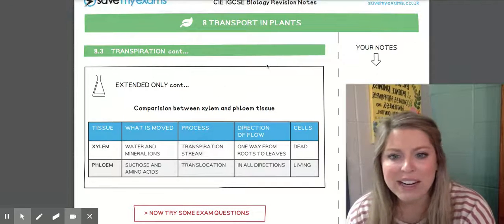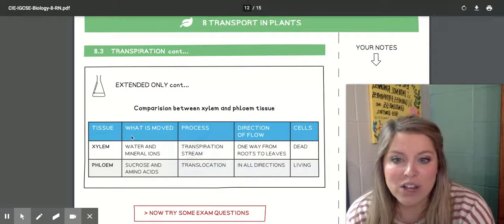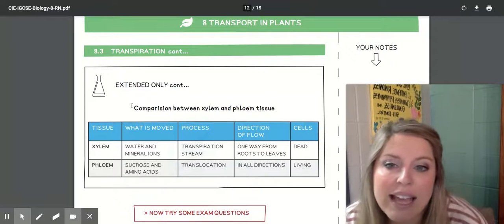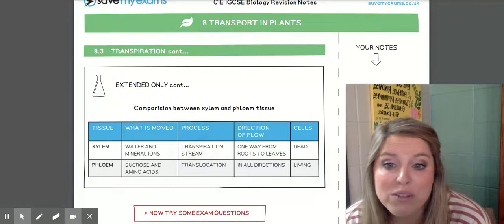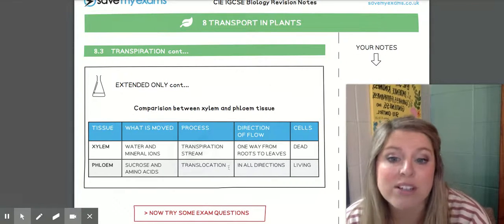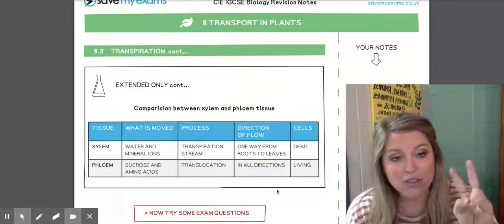There's a little note here, if you want to pause it and look at the difference between xylem and phloem vessels when we're talking about transpiration and translocation. So again, just try not to get those confused.